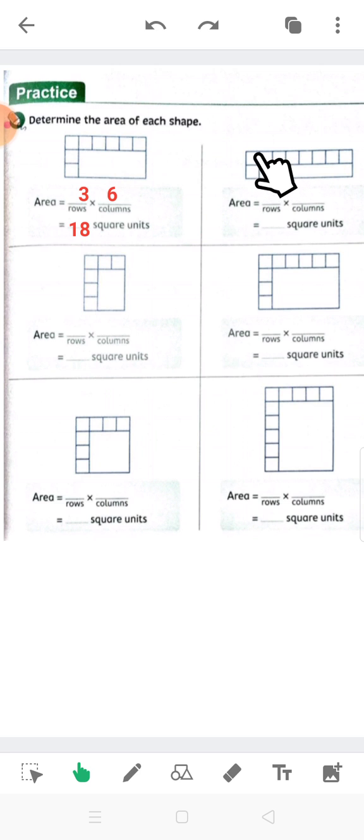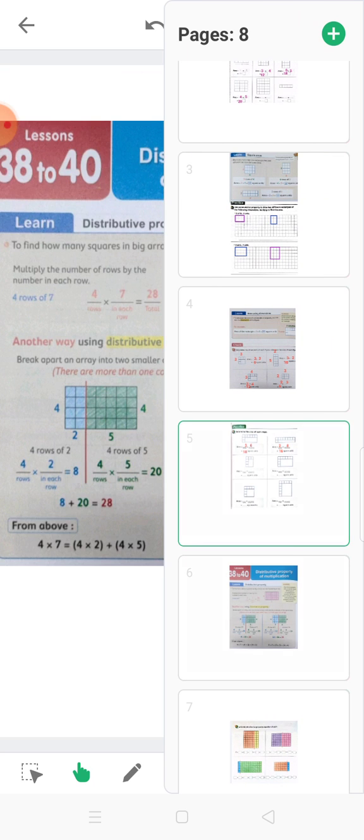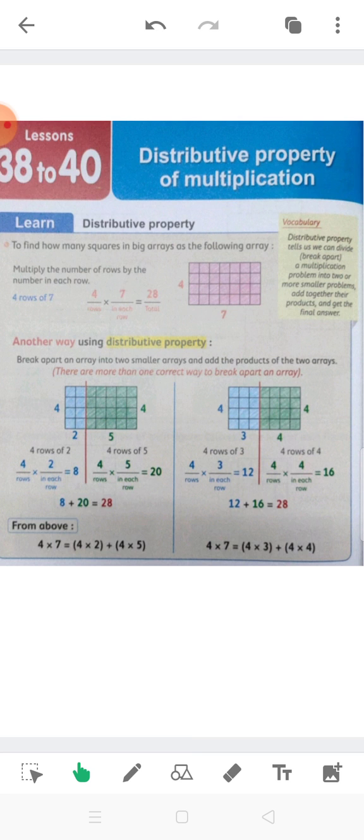Here we have 1, 2. I've got 2 rows. How many columns? 1, 2, 3, 4, 5, 6, 7, 8. 2 times 8 equals 16 square units. Okay? Again, the rest of the figures, you can do on your own. Let's see here how we can use this property of multiplication to find the area.